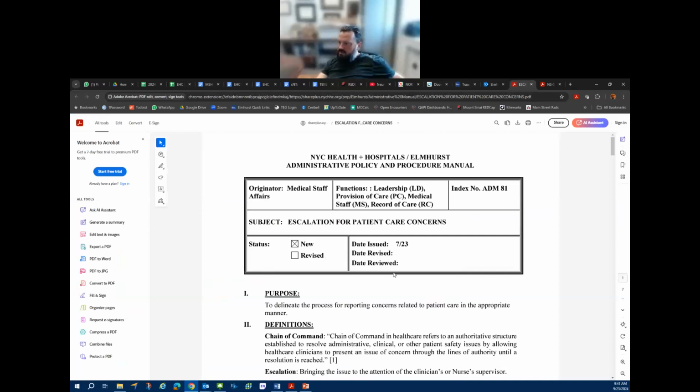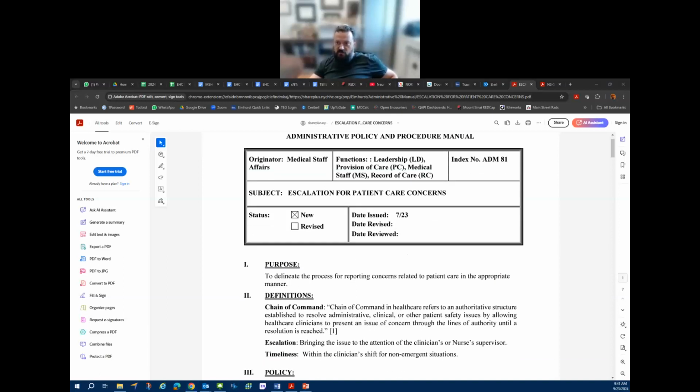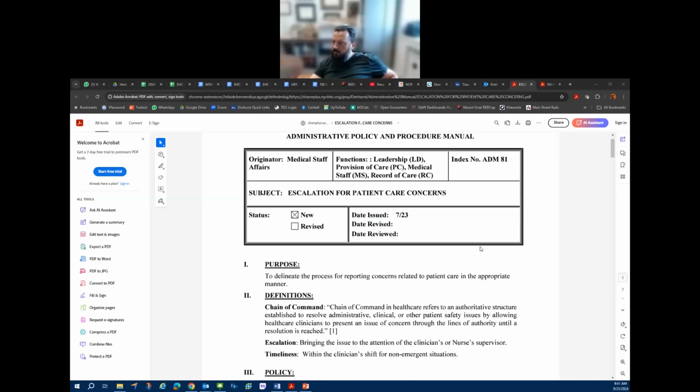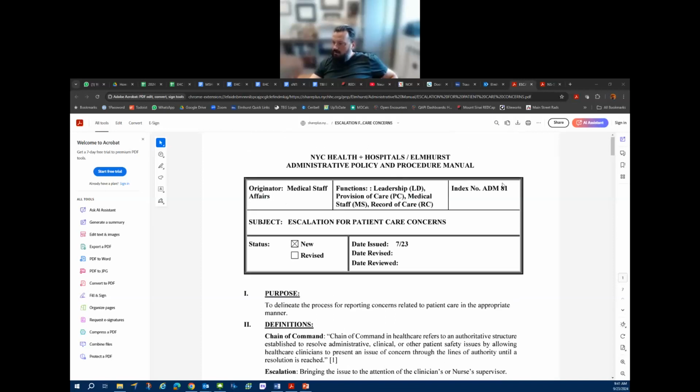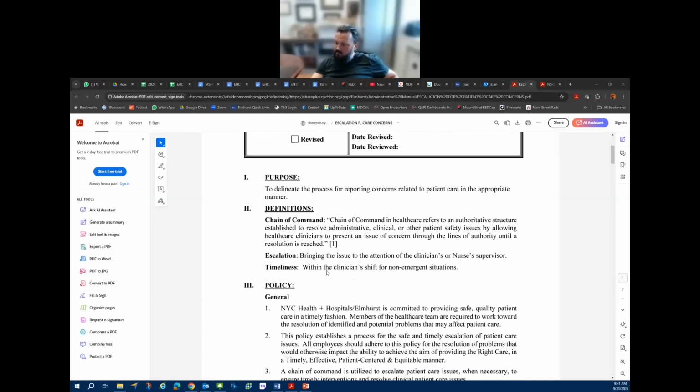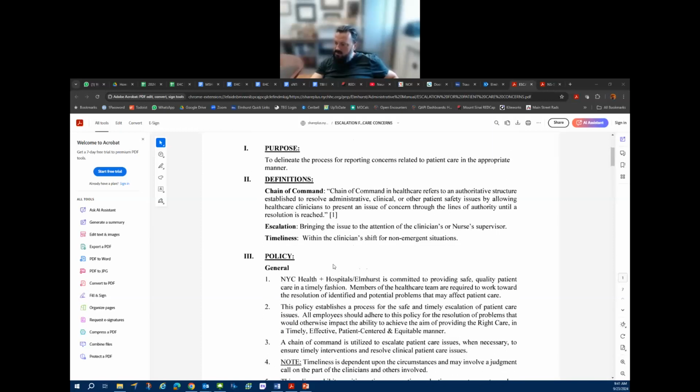In terms of escalation of care, these are new policies that came into effect a little over a year ago. Just a reminder, they were directly related to a case here at Elmhurst involving a neurosurgical patient in the step-down unit, where there was a feeling that policies could be revised and updated related to escalation of care. The administrative policy for the entire hospital, as I mentioned, is relatively general and applies to all patients in the hospital.